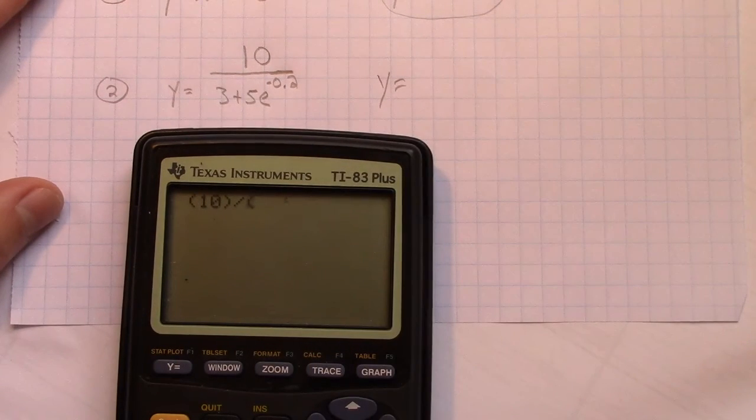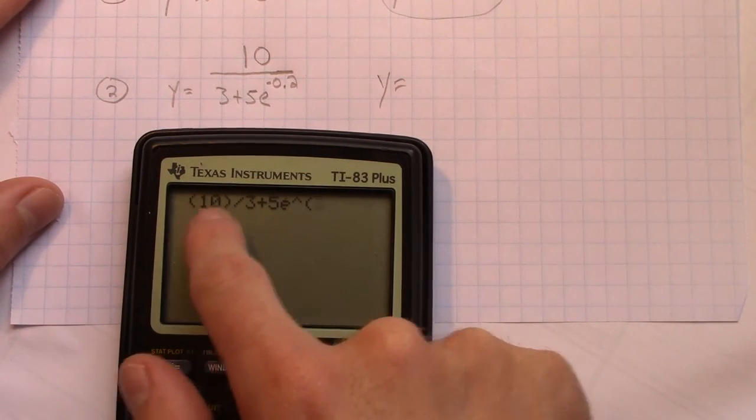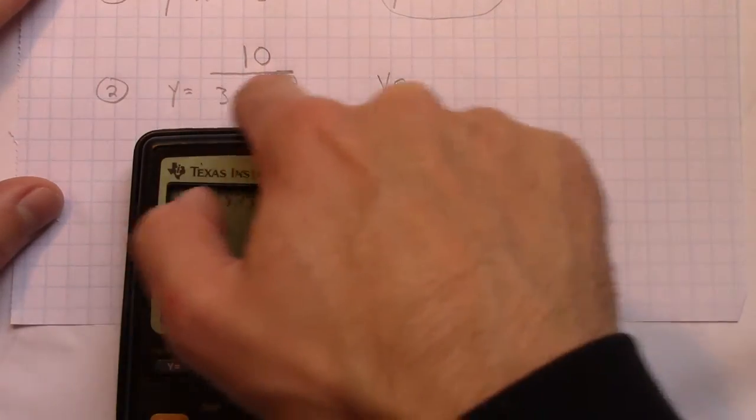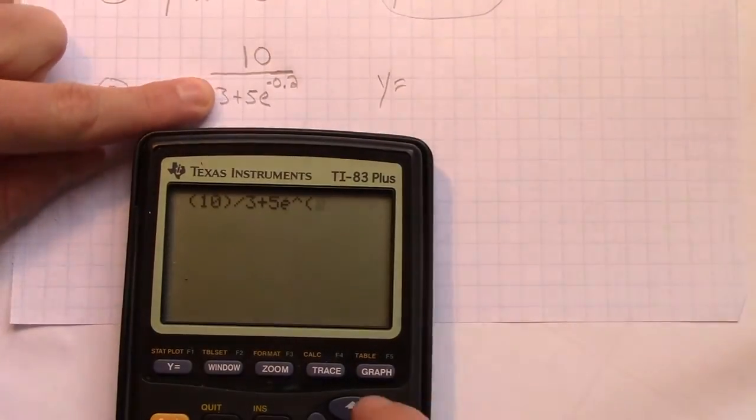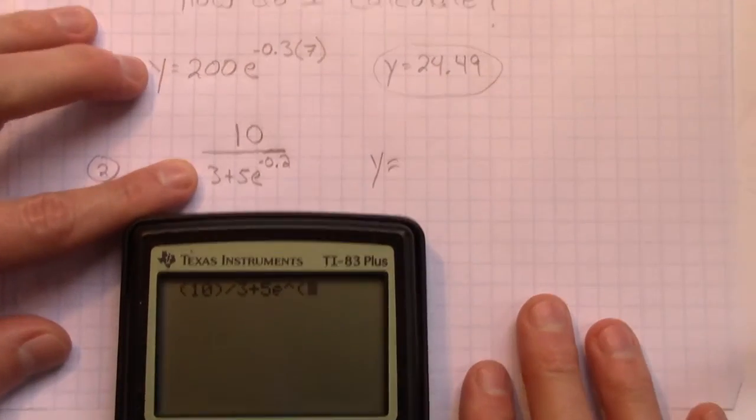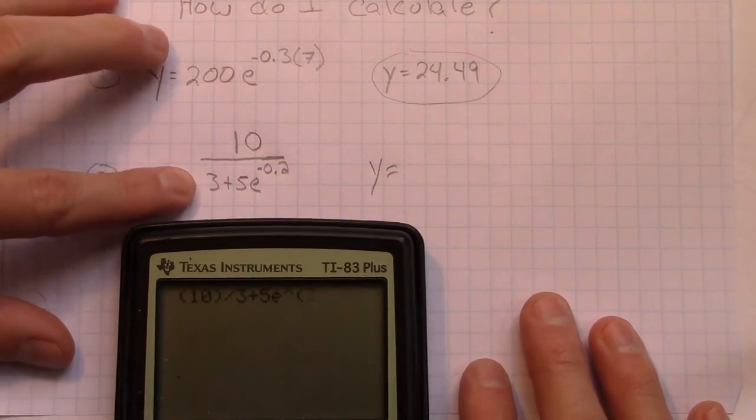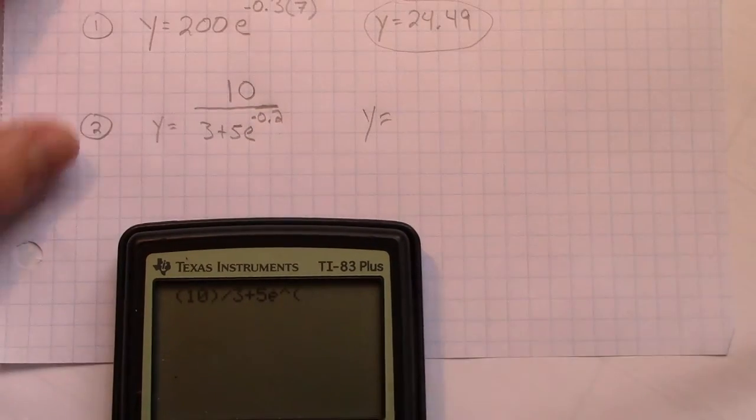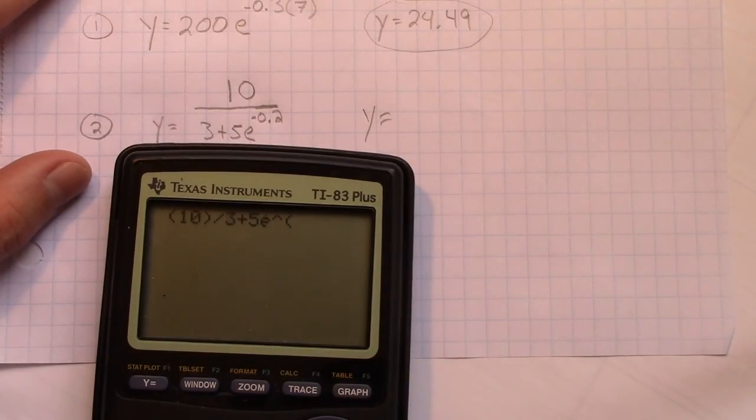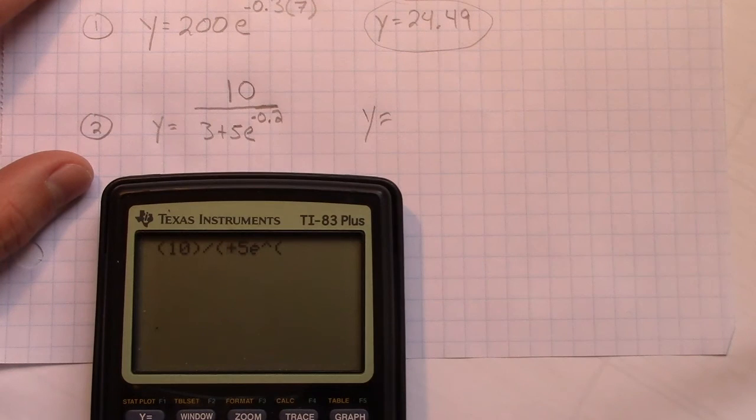If I just hit 3 plus, and then I do 5 times e, that's not going to work. That's going to divide 10 by 3, but I want to divide by this whole thing. So I need to enclose the entire denominator. Just like before I enclosed the entire exponent in parentheses, I'm going to enclose the entire denominator in parentheses. Okay, so let me go back and do that. Let me start some parentheses. This is the entire denominator, 3 plus 5 times e to the power of negative 0.2.